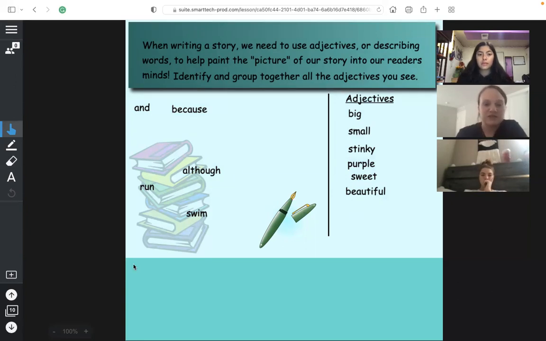So originally, all the words would be on the left-hand side, kind of scattered around. And then on the right-hand side, they would grab and drop what words they believed were adjectives. So big, small, stinky, purple, sweet, and beautiful would be adjectives. Whereas and, because, although, run, and swim are not adjectives. So this is a look into the vocabulary that they can be using while describing things in their story.